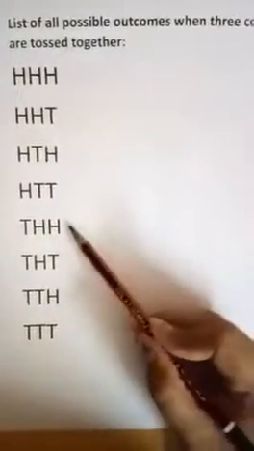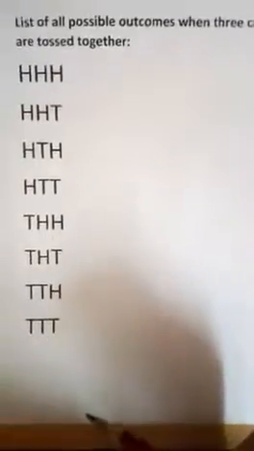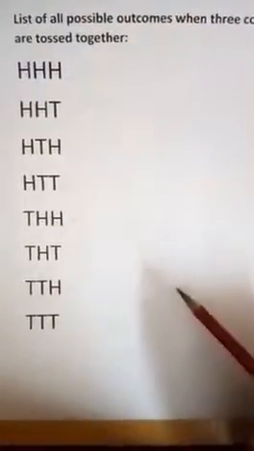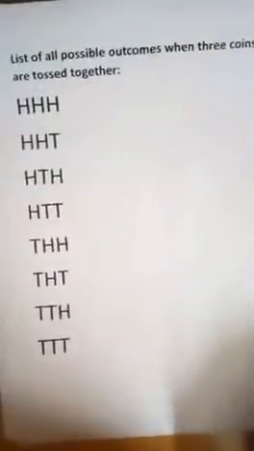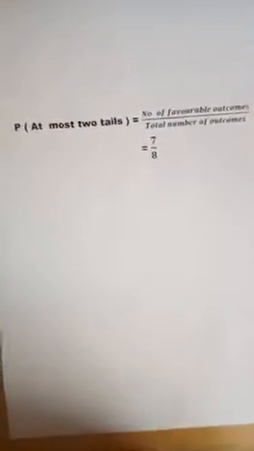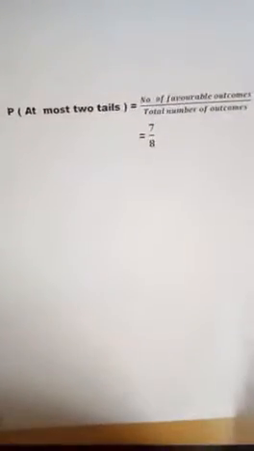So how many ticks can you see? There are 7 possible favorable outcomes out of 8. So what will be the probability of getting at most 2 tails? That will be 7 by 8. I hope now the concept is clear.